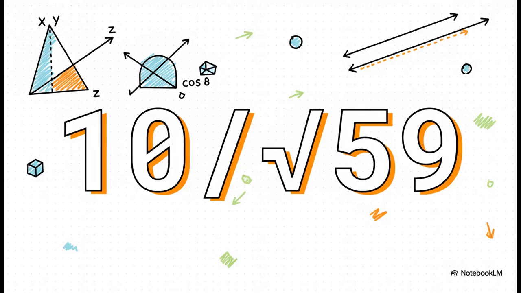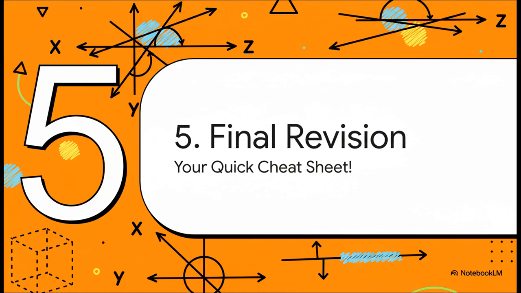And if you follow that checklist calmly and carefully, ta-da! You will get this answer, 10 by root 59. That's it. You've found the shortest distance. You've defeated the boss. The only thing you need is patience and to follow the steps. I know you can do it. Phew, we did it. We covered the whole chapter.